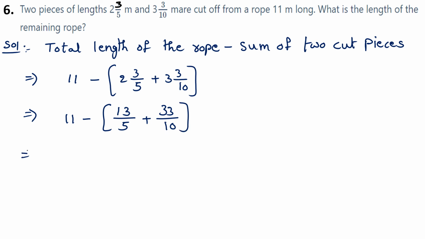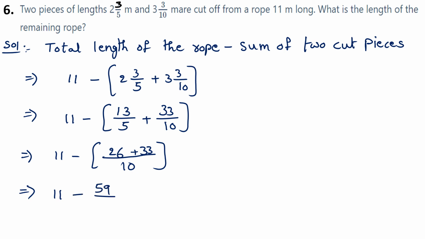So now what is the LCM of 5 and 10 here? That is 10 only, right? 5 2s are 10, that's why 13 2s are 26 plus 33, which implies 26 plus 33 is 59 by 10. So 59 by 10, right?